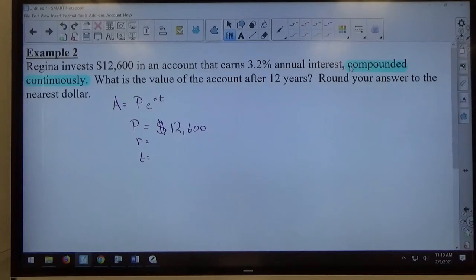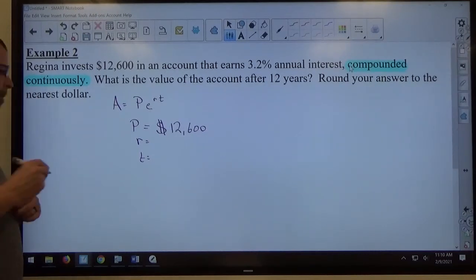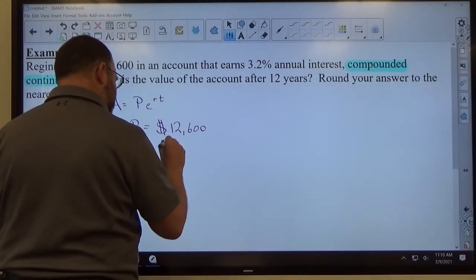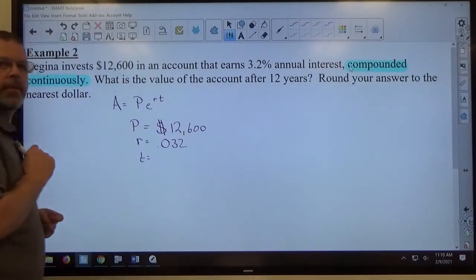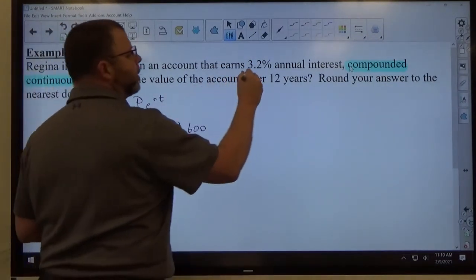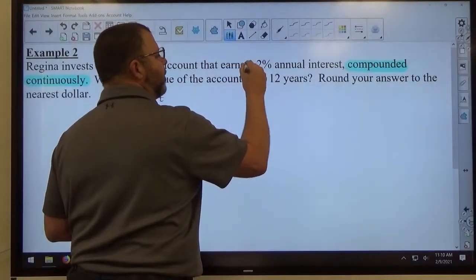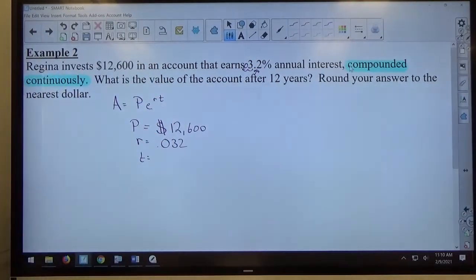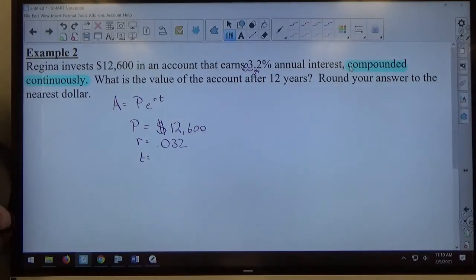3.2%. So if I change 3.2% to a decimal, what does that become? 0.032. Again, be very, very careful. The decimal must move 2 positions over. Currently it's living right here. I've got to put a 0 here to make it go 1, 2 spaces over. If you leave that 0 off, all of a sudden you've got a 32% interest rate.